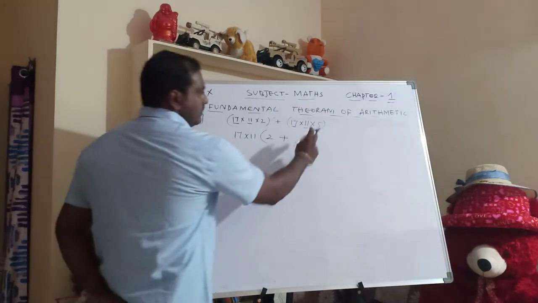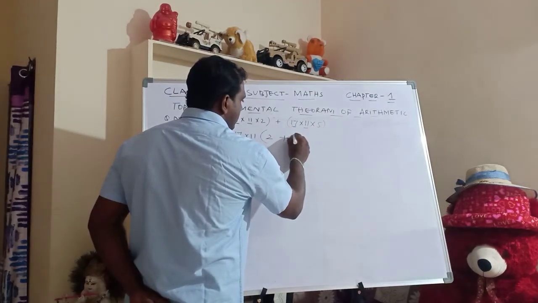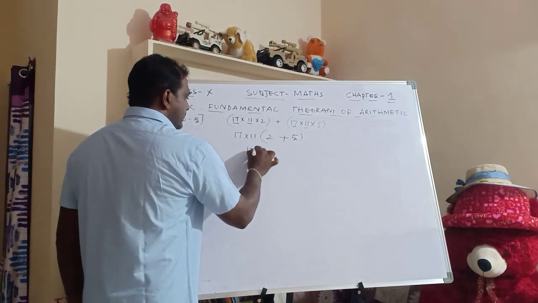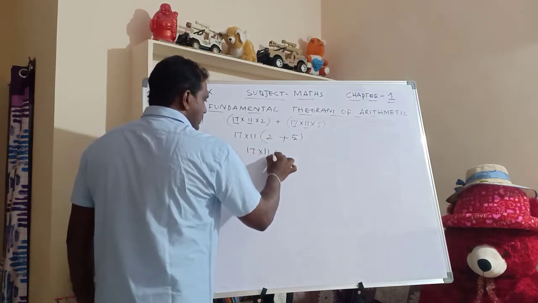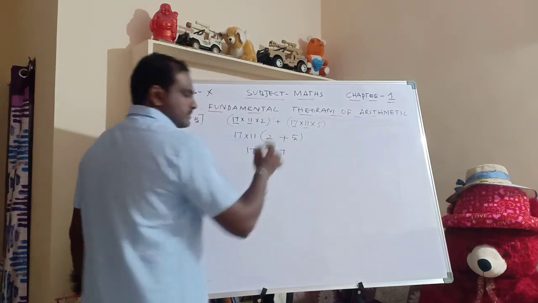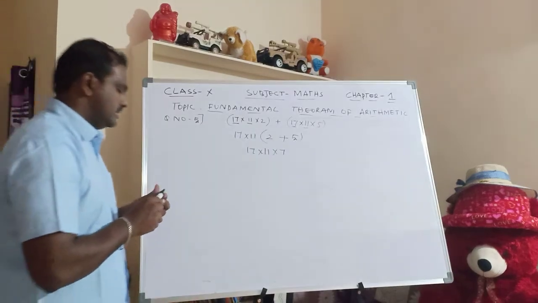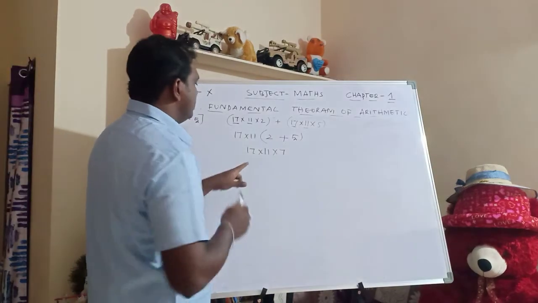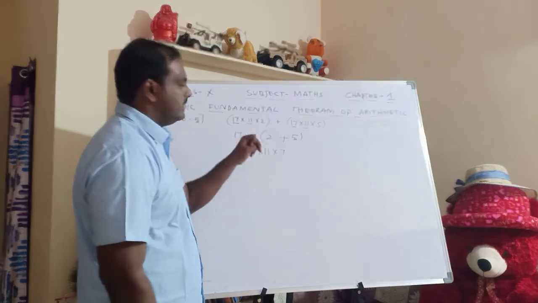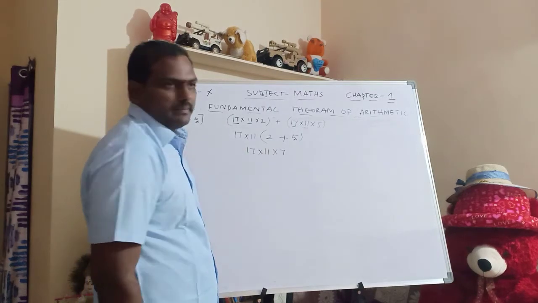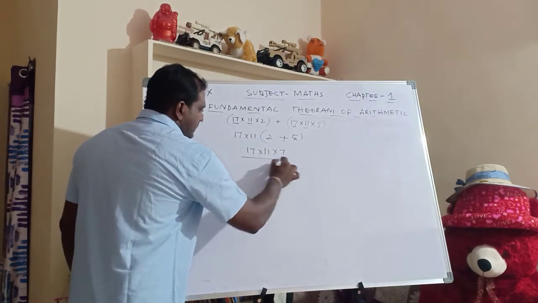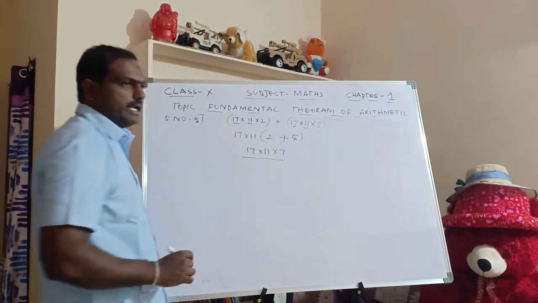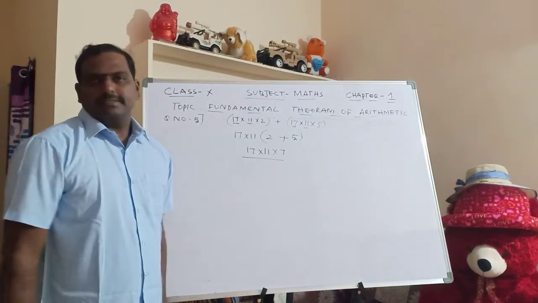Plus what will be left here? 5. So 17 into 11 into 2 plus 5 is 7. Look at this. 17 is a prime number, 11 is a prime number, 7 is also a prime number. So here the given number is written as a product of prime factors.